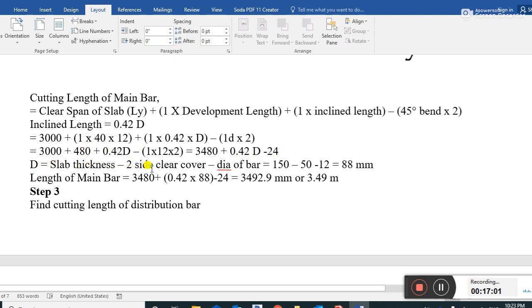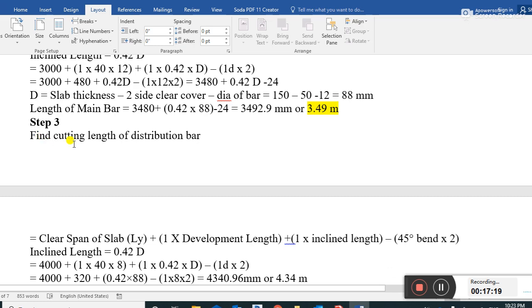Here d is the slab thickness minus 2 clear cover minus diameter of bars. After all calculation, length of main bars is 3.94 meters.